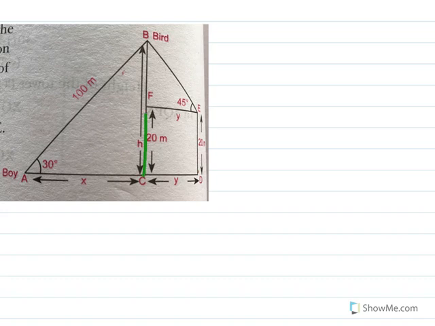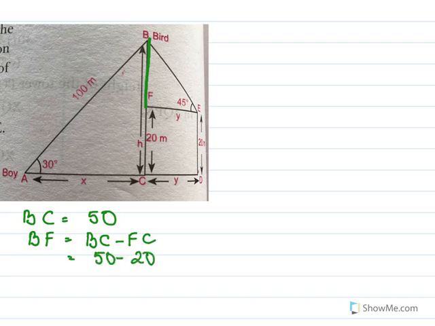So now we have found this entire thing BC as 50. Now what would be BF? If you see, BF will be BC minus FC. So BF will be BC minus FC, which is 50 minus 20, and BF now is 30.